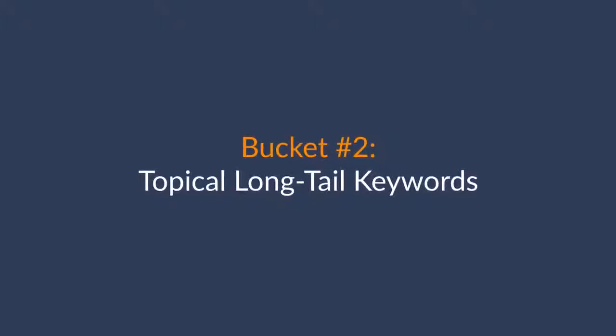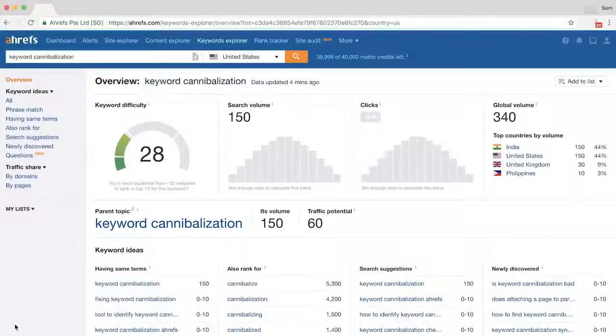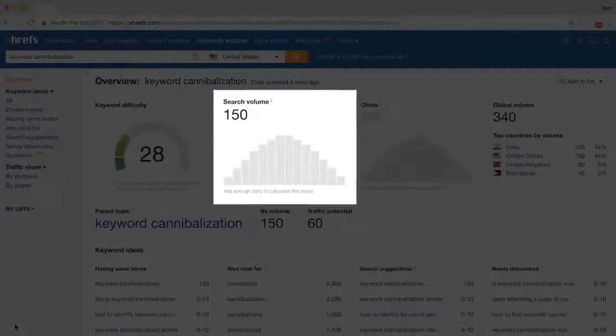Alright, so we've covered the long tail of broad topics, but there's a completely different type of long tail keyword which has its own bucket, and that's topical long tail keywords. These keywords represent individual topics of their own rather than being part of a bigger topic. So for example, if we look up keyword cannibalization in Keywords Explorer, you'll see that this query has a monthly search volume of 150 in the United States.